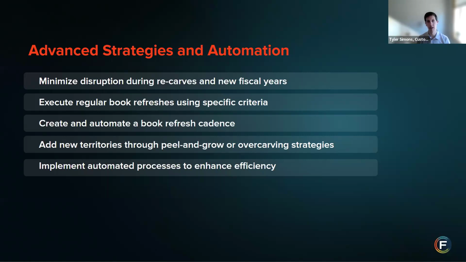So we'll talk about that flow. Create and automate a book refresh cadence. Playing off of the earlier one, how do you actually automate that end to end? Not all customers want to automate it. You don't have to, but if you do and you just never want to look at it again, then we can do that. And then we'll go into adding new territories through peel and grow or over-carving strategies.